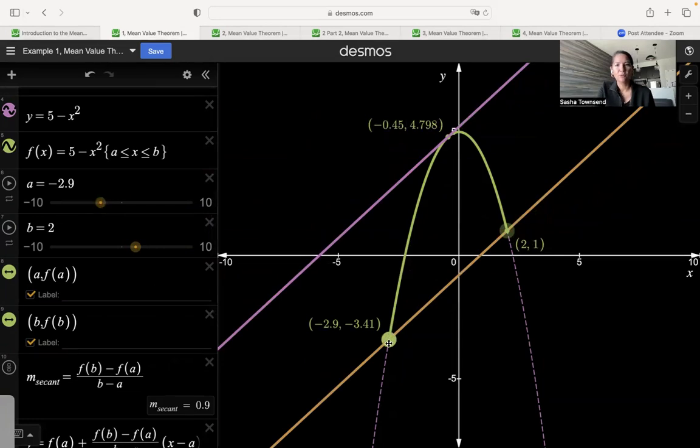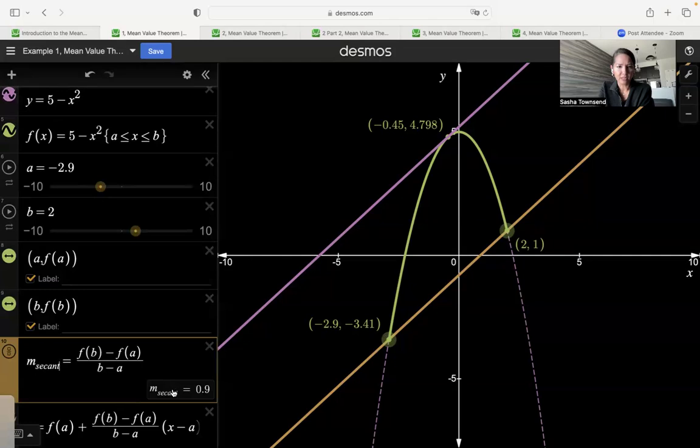Now when a is -2.9 and b is 2, the y value at -2.9 is -3.41. We could find that by plugging -2.9 into this function. So 5 minus the quantity -2.9 squared happens to be approximately -3.41. And we still have the y value of 1 when x is equal to 2. So our secant line is right here. And according to desmos.com, the slope of the secant is 0.9. They're just taking change in y divided by change in x and evaluating that for us.